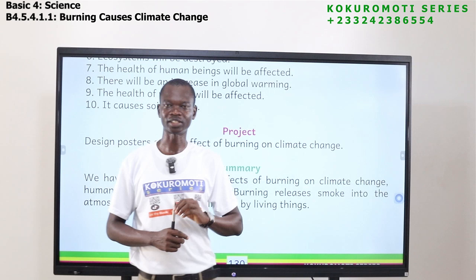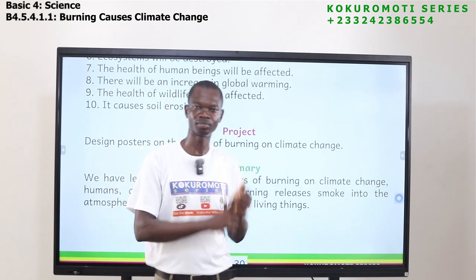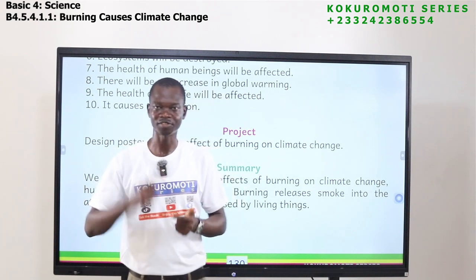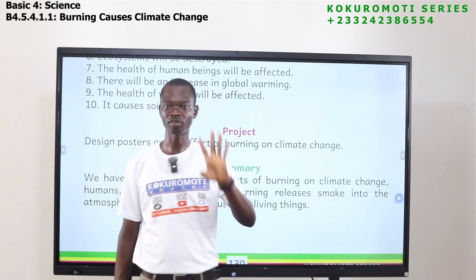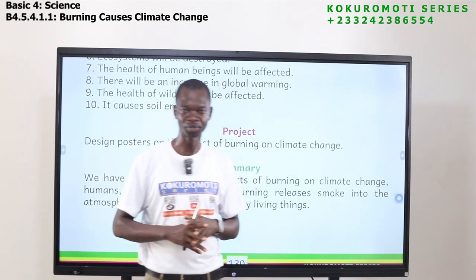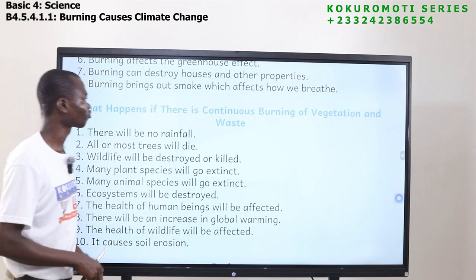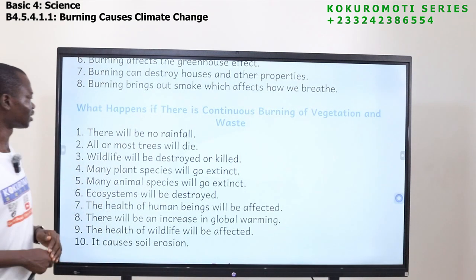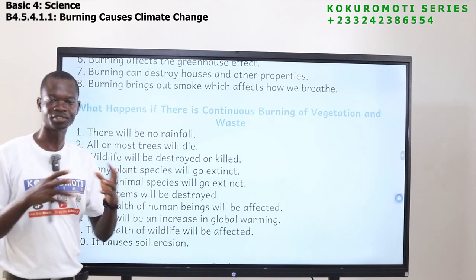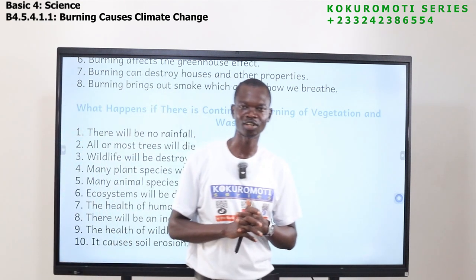So these are the things that we have learned. We have seen the effects of burning on humans, effects of burning on animals, effects of burning on properties, effects of burning on plants. So these 4 things are the things that we have also seen. So take your time, read your book. These are some of the things that we have seen, things that will happen if there is continuous burning. I know if you are asked questions on this, you'll be able to answer all the questions.